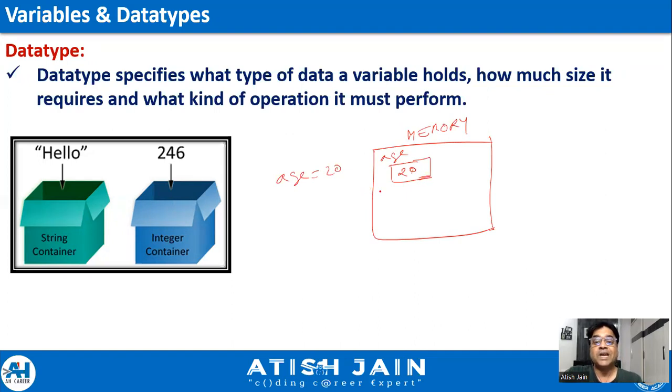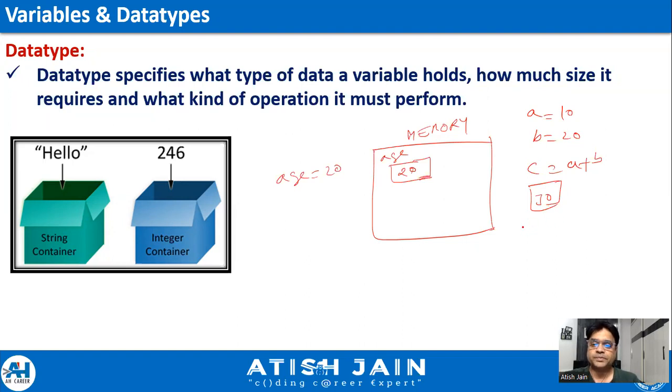What kind of operation can be performed on a variable is decided based upon the type of data. So I'll tell you very clearly. Suppose you have two variables, A equals 10 and B equals 20, and if I say C equals A plus B, what is the result you are expecting? Obviously, you are expecting 30 as the result.